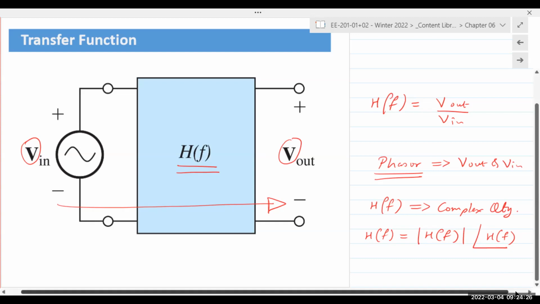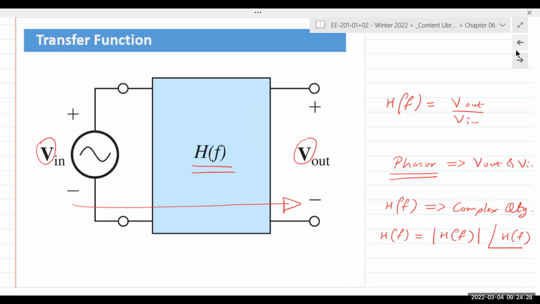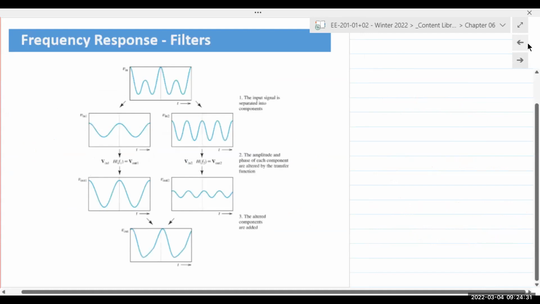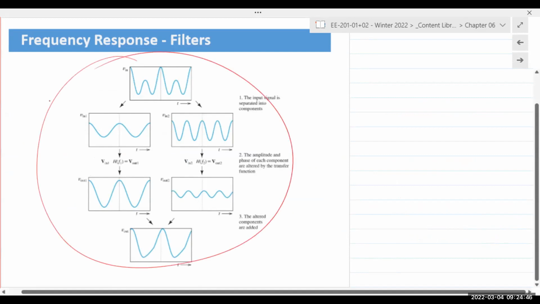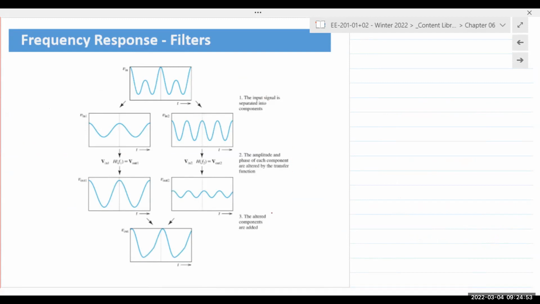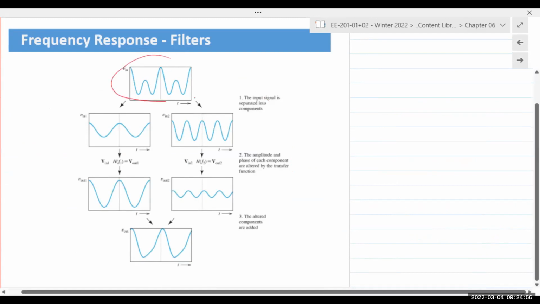In this chapter, we are studying filters. So the transfer function is going to describe the function of the filter. We could take a look at the transfer function and state what kind of filter it is. Before we get into that, I want to briefly explain how a filter might work. You would have an incoming signal comprised of numerous components. In this example, it's comprised of only two, just to keep it simple.